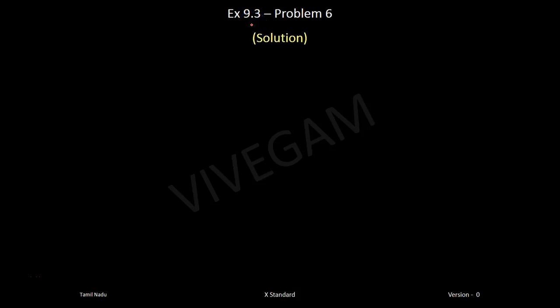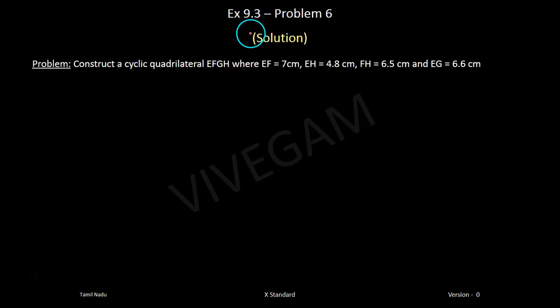Exercise 9.3, Problem 6 solution. Construct a cyclic quadrilateral EFGH where EF equal to 7 cm, EH equal to 4.8 cm, FH equal to 6.5 cm, EG equal to 6.6 cm. As usual, it's a cyclic quadrilateral, so 4 measurements are there, so we should be able to do it.